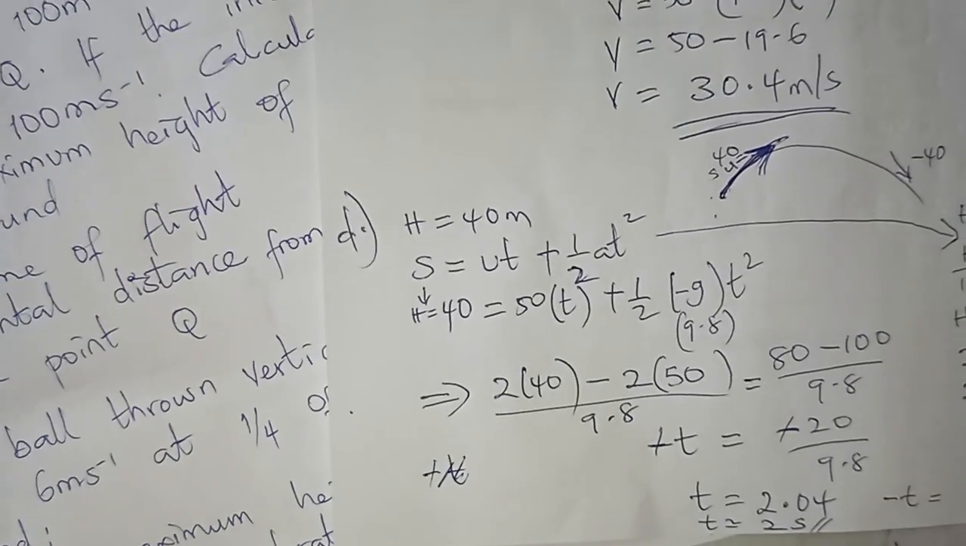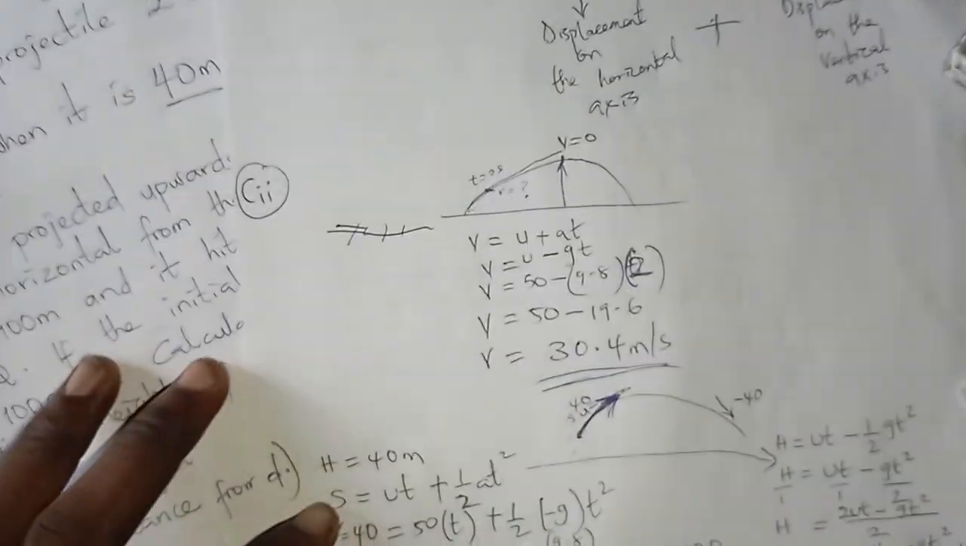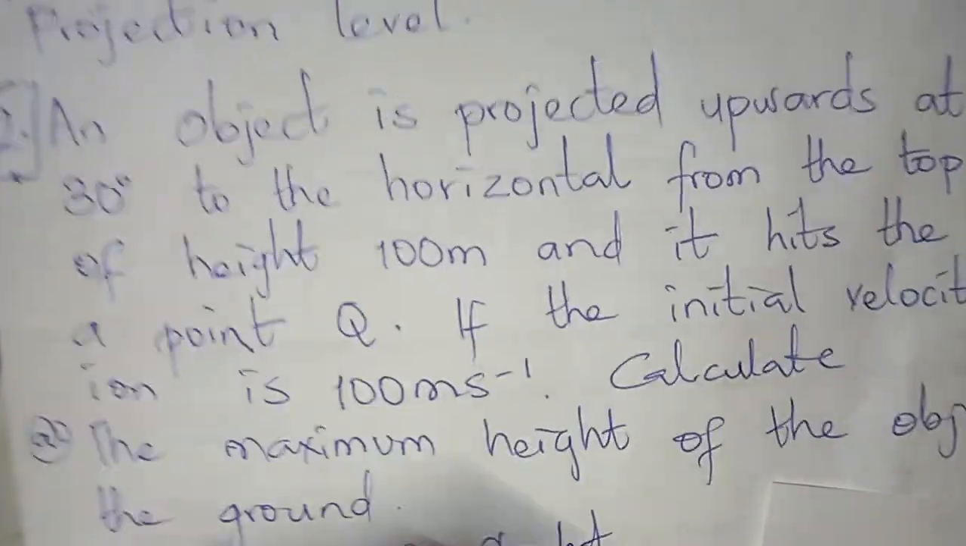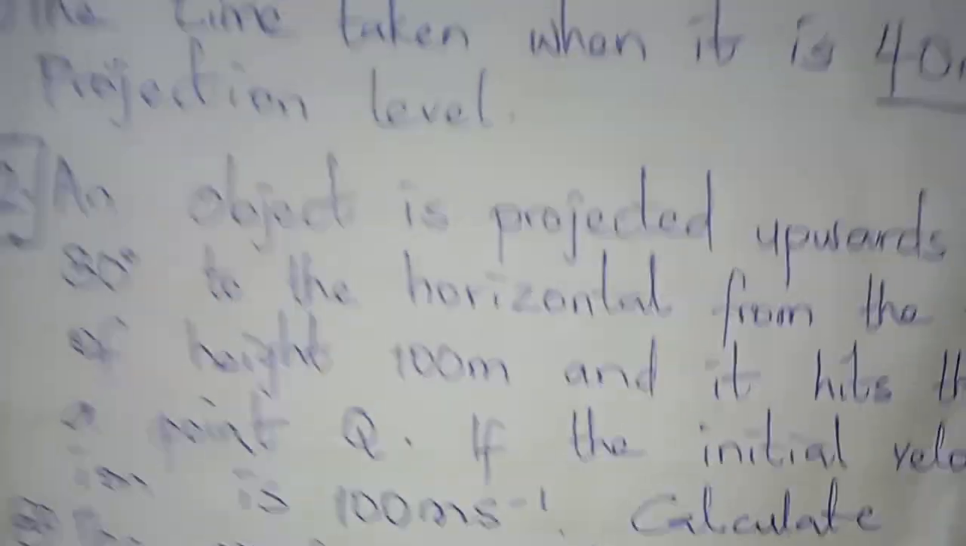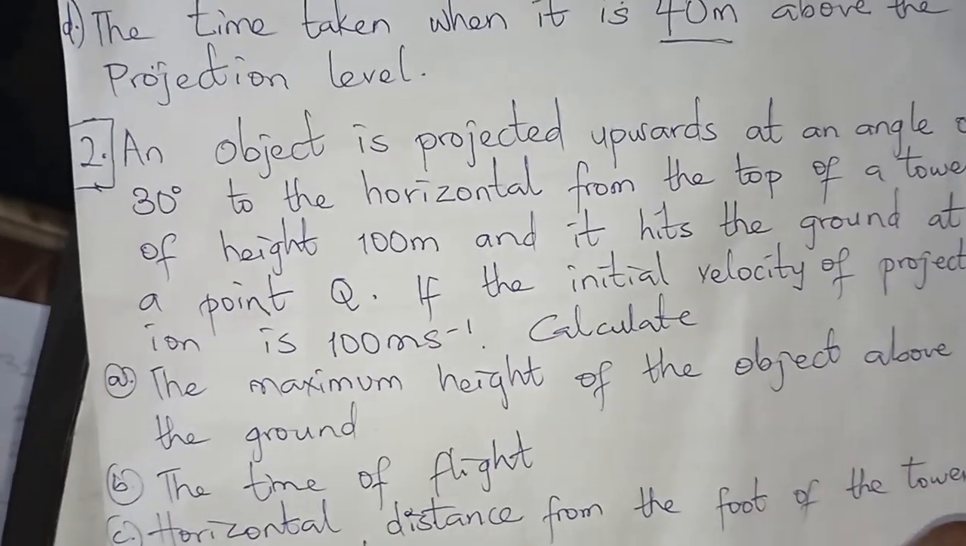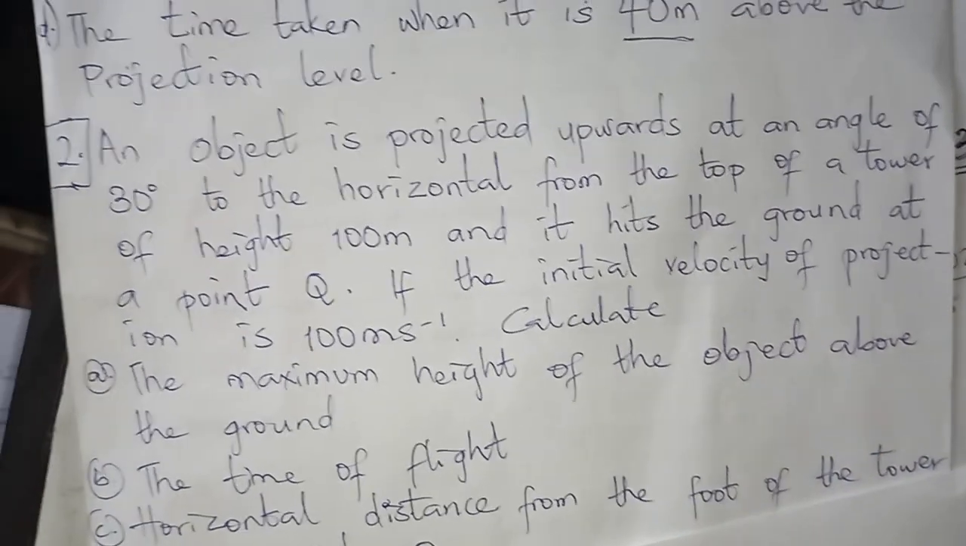So let's move to question 2. For question 2, they said an object is projected upwards at an angle of 30 degrees to the horizontal from the top of a tower of height 100 meters.